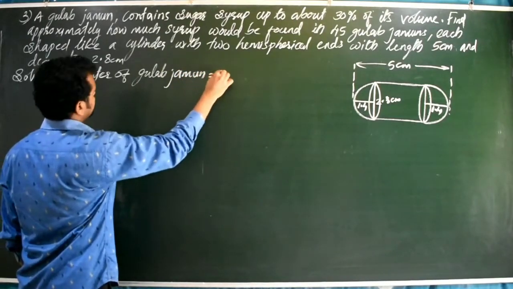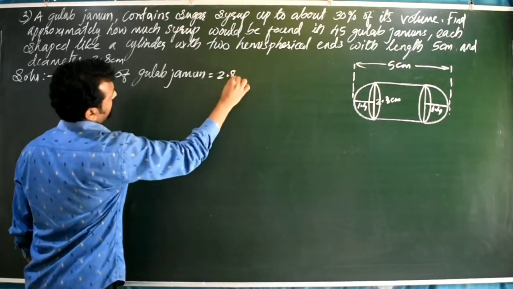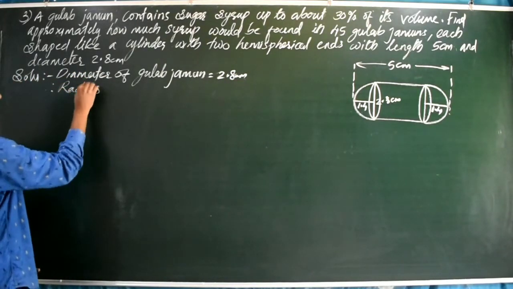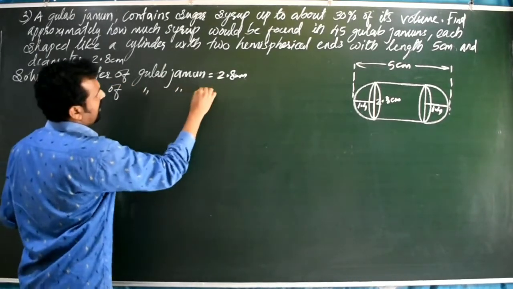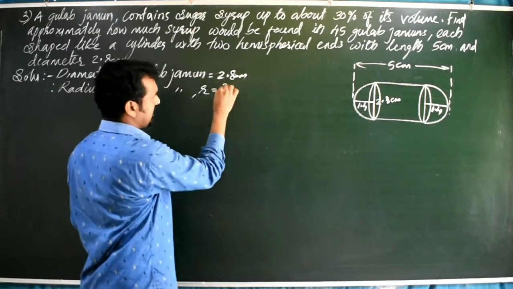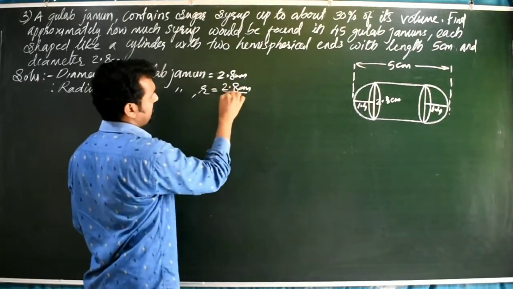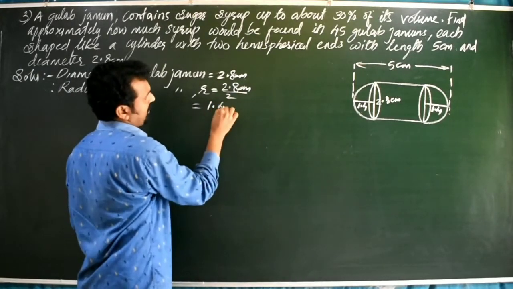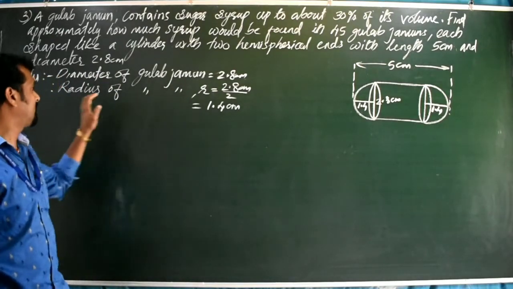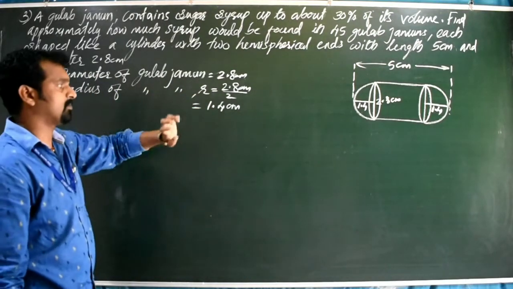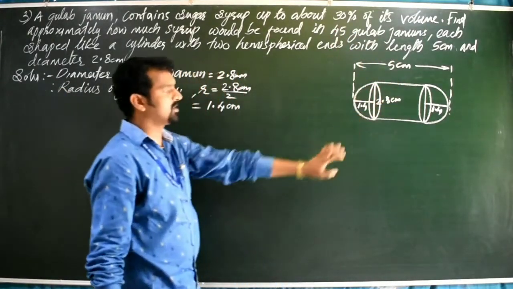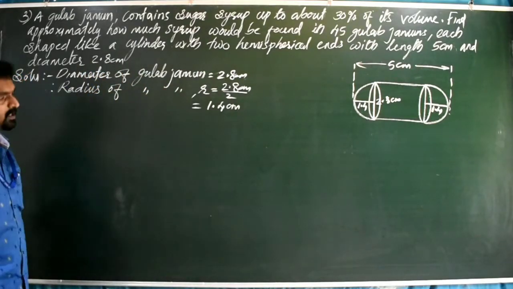Diameter of gulab jamun is equal to how many centimeters? 2.8 centimeter. Therefore, the radius of gulab jamun, that is the common radius, is 2.8 centimeter divided by 2, which is equal to 1.4 centimeter. Here I wrote radius of gulab jamun, r is equal to 1.4 centimeter. That is the common radius of the hemisphere and the radius of the cylinder. Both are the same, that is 1.4 centimeter.